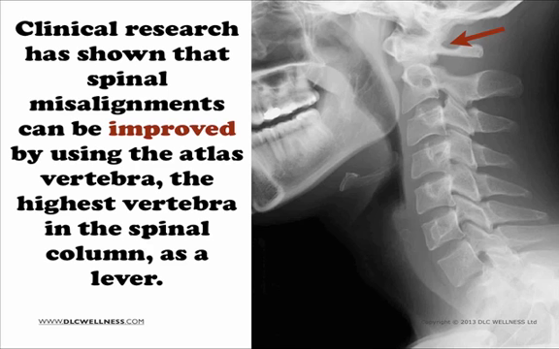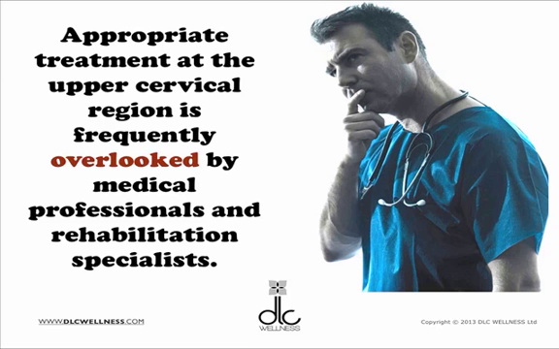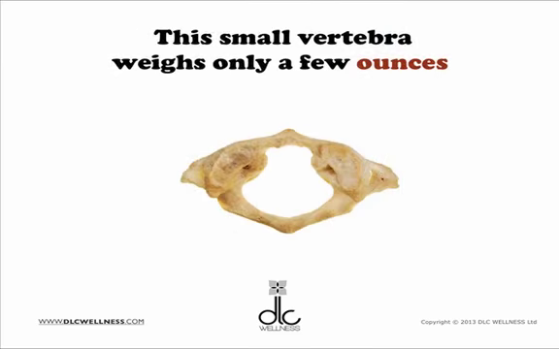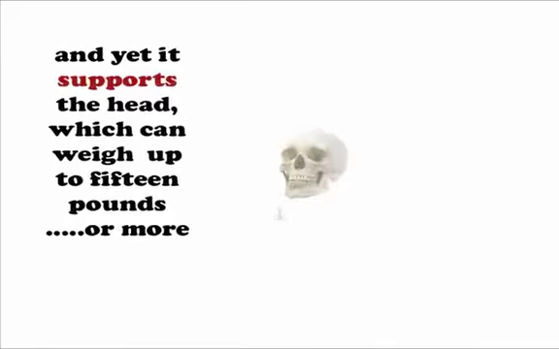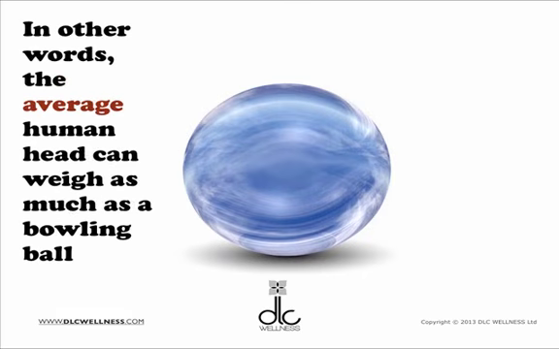Clinical research has shown that spinal misalignments can be improved by using the atlas vertebra, the highest vertebra in the spinal column, as a lever. Appropriate treatment at the upper cervical region is frequently overlooked by medical professionals and rehabilitation specialists. This small vertebra weighs only a few ounces, and yet it supports the head, which can weigh up to 15 pounds or more. In other words, the average human head can weigh as much as a bowling ball.